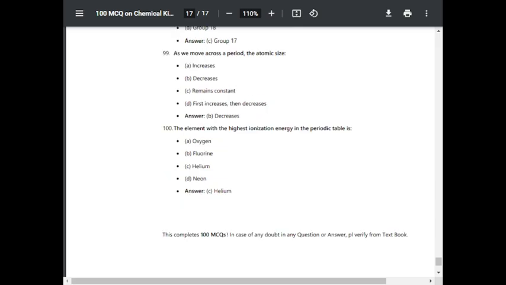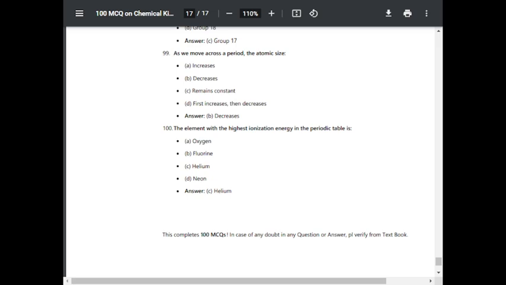Question number 99. As we move across a period, the atomic size option A increases, option B decreases, option C remains constant, option D first increases then decreases. As we move across a period, the atomic size decreases. Option B is correct.